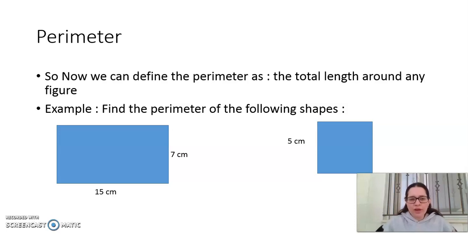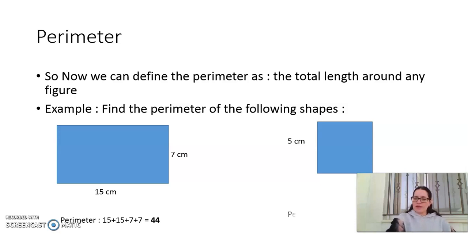Try to solve the following example. Find the perimeter of the following shapes. For the first figure, which is the rectangle, there are two opposite sides which are equal in length. So I have 15 centimeter sides and 7 centimeter sides. So the perimeter will be 15 plus 15 plus 7 plus 7, which is equal to 44.